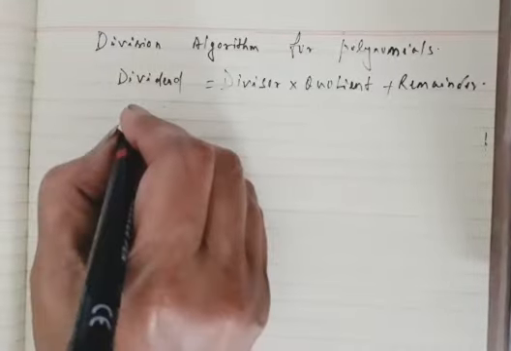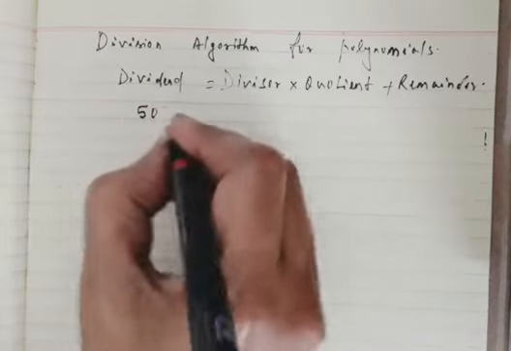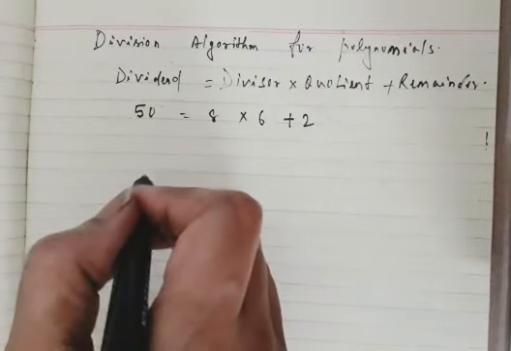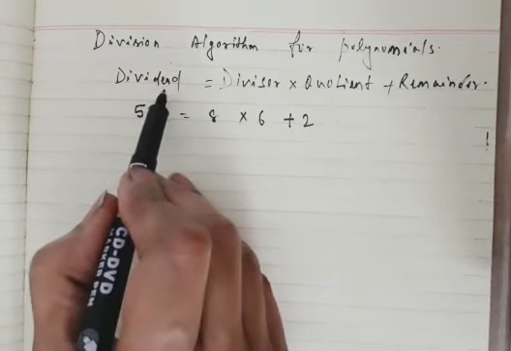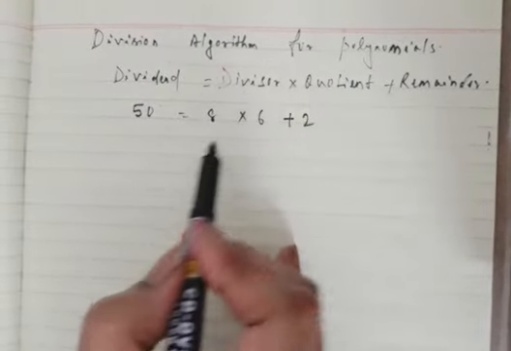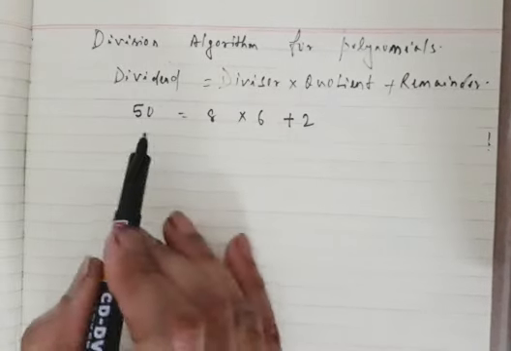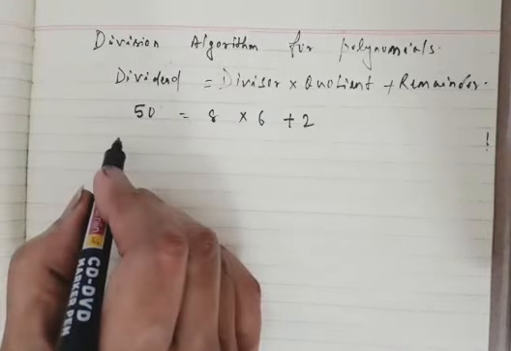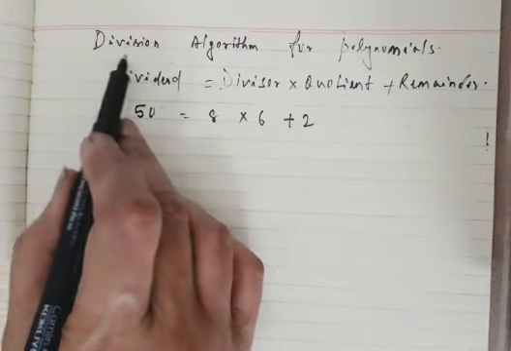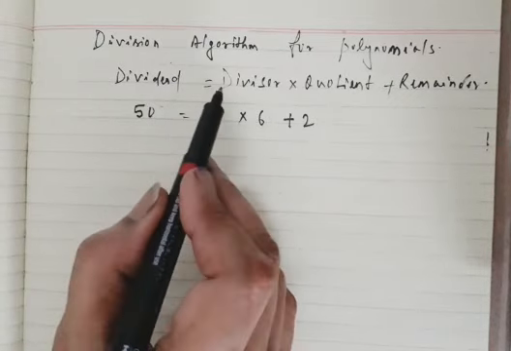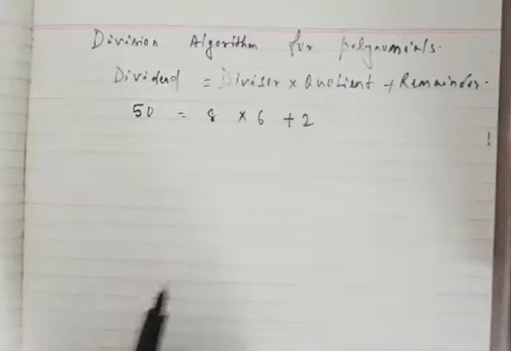So suppose your dividend is 50, your divisor is 8, obviously your quotient is 6 and your remainder is 2. You all know this. But today let us take the dividend, divisor, quotient and remainder all as polynomials. Here we have taken real numbers, but in standard 10th we have to do the division algorithm for polynomials. That means dividend, divisor, quotient, remainder are all polynomials.